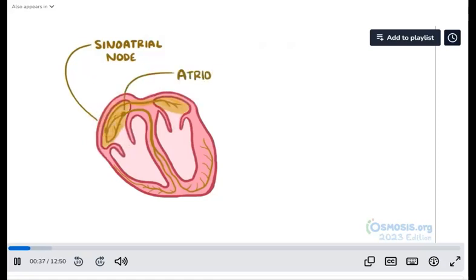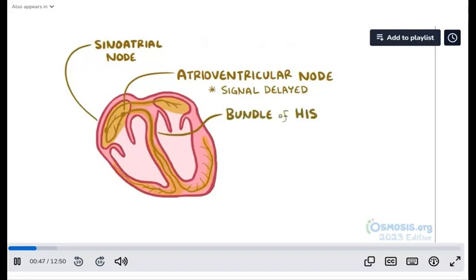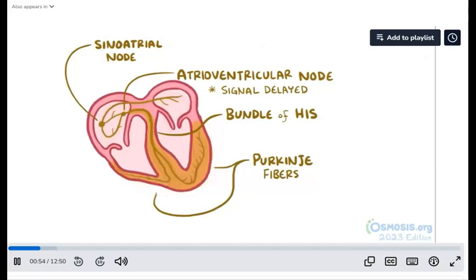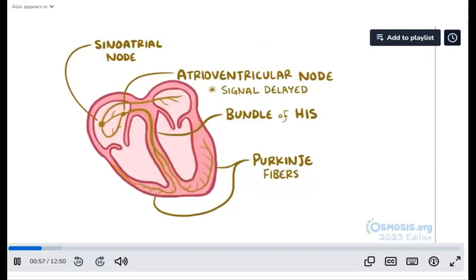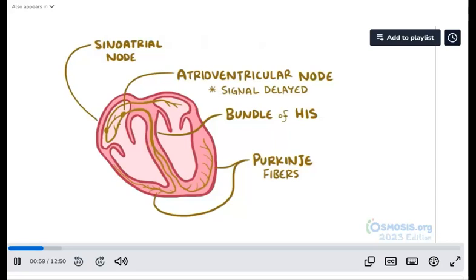Then that signal moves to the atrioventricular or AV node, where the signal is delayed for a split second. And then it goes down into the ventricles or lower chambers, where it moves down the bundle of His into the left and right bundle branches, and into each ventricle's Purkinje fibers, causing them to contract as well. So in a healthy heart, the upper chambers contract first, then shortly after the lower chambers contract.